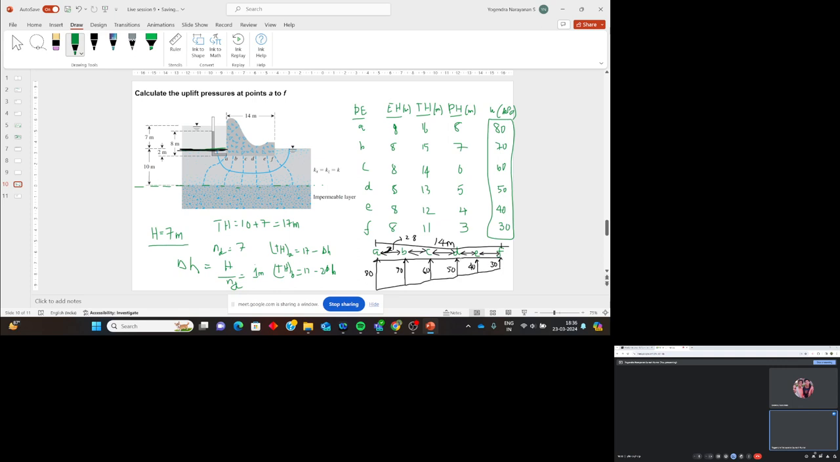Now you calculate the area. For each quadrilateral, how will you calculate the area? Area is h by 2 into (a plus b). H is 2.8, so 2.8 by 2. A plus B for the first quadrilateral will be 80 and 70, second is 70 and 60, third is 60 and 50, fourth is 50 and 40, fifth is 40 and 30. Now calculate the area for each quadrilateral and add it.